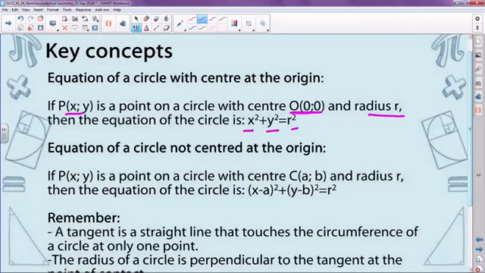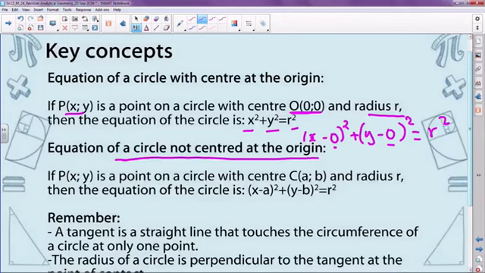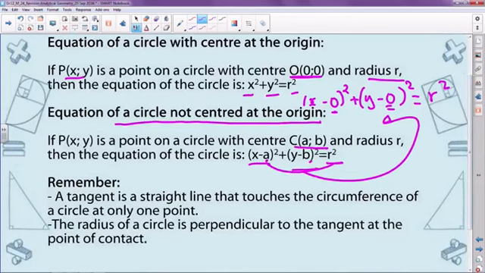Now remember, this can actually be written as (x minus 0) squared plus (y minus 0) squared is equal to r squared, and this takes you back to the equation of a circle that's not centered at the origin, where the formula with center (a, b) is (x minus a) squared plus (y minus b) squared is equal to r squared. We can extend that concept back and say, for a circle centered at the origin, our points a and b are 0, 0. So you'll come back to the same equation.